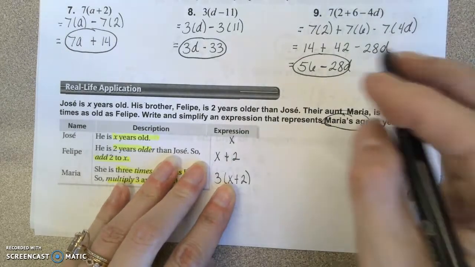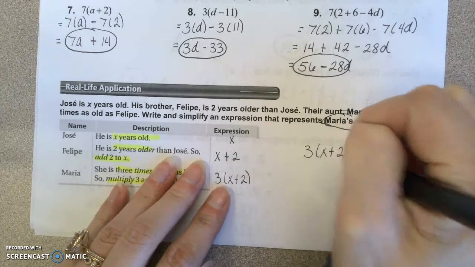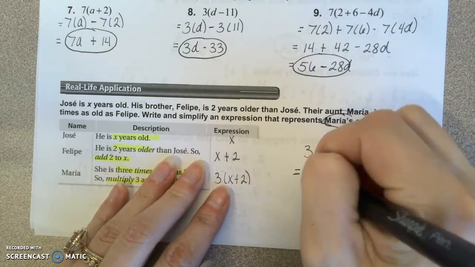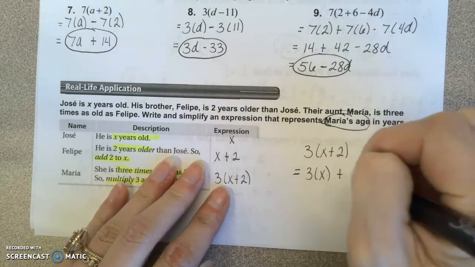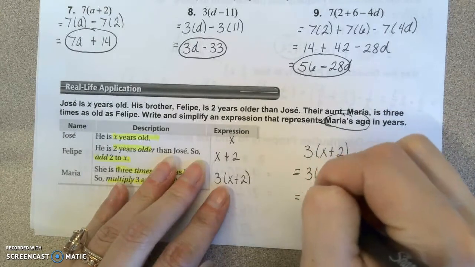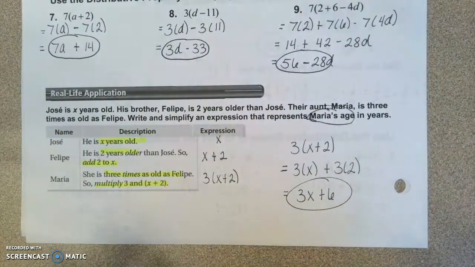So we found that. We're saying that's 3 times the quantity X plus 2. So to simplify that, we're going to use distributive property. 3 times X plus 3 times 2. And we end up with 3x plus 6. That would be the simplified expression for Maria's age.